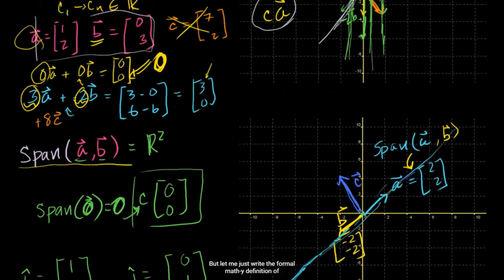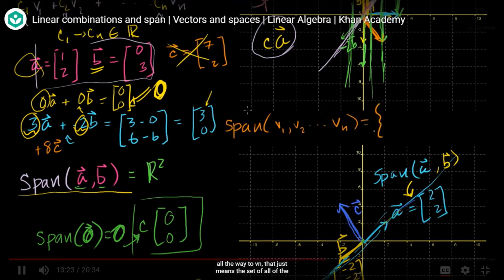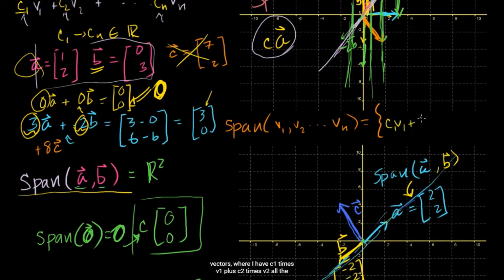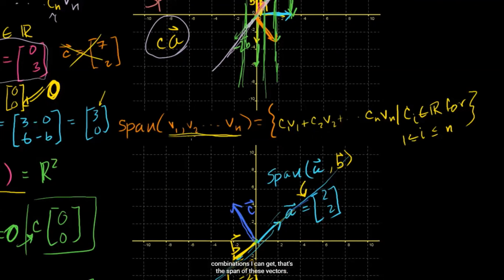But let me just write a formal mathy definition of span, just so you're satisfied. If I were to write the span of a set of vectors, v1, v2, all the way to vn, that just means the set of all of the vectors c1 times v1 plus c2 times v2 all the way to cn times vn. This is a set of vectors. I can pick my ci's to be any member of the real numbers, and that's true for i being anywhere between 1 and n. All I'm saying is that I can multiply each of these vectors by any arbitrary real value, and then I can add them up. The set of all of the scaled-up combinations I can get, that's the span of these vectors.